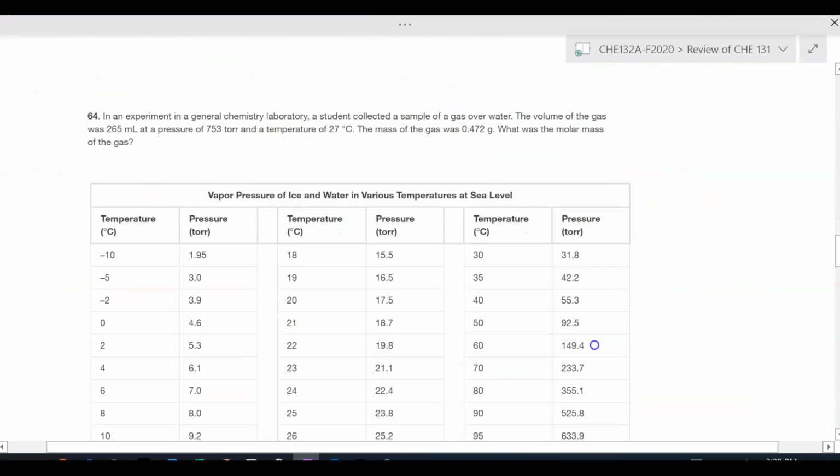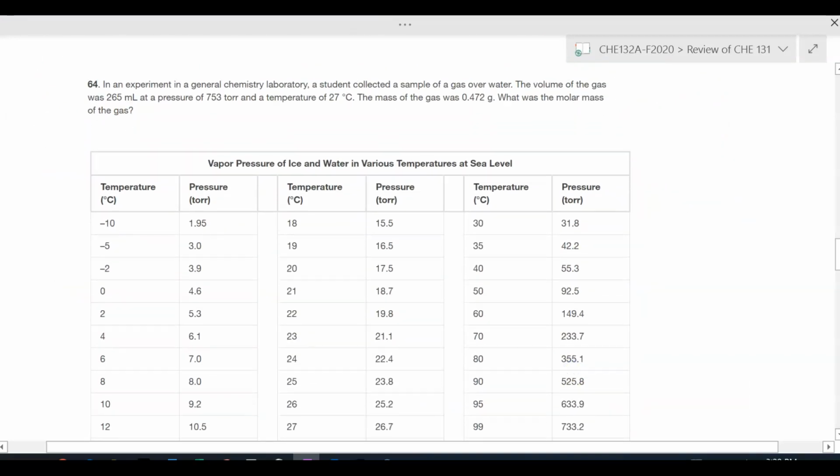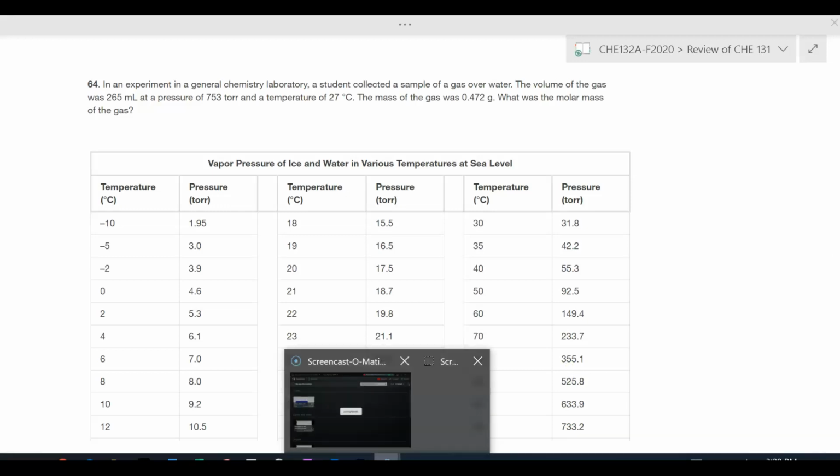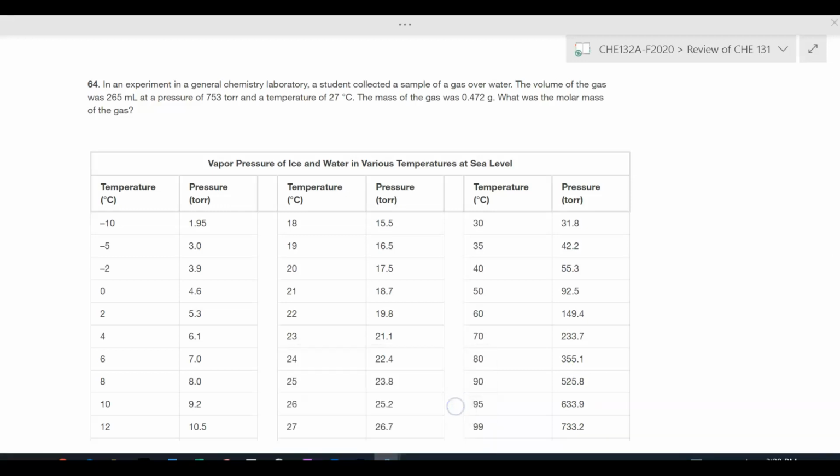All right. So we have here a gas mixture problem, and the gas mixture problem is one where we collected a sample of this gas over water. The volume of the gas was 265 milliliters at pressure of 753 torr and temperature of 27. We're given the mass of the gas. We're asked the molar mass of the gas.